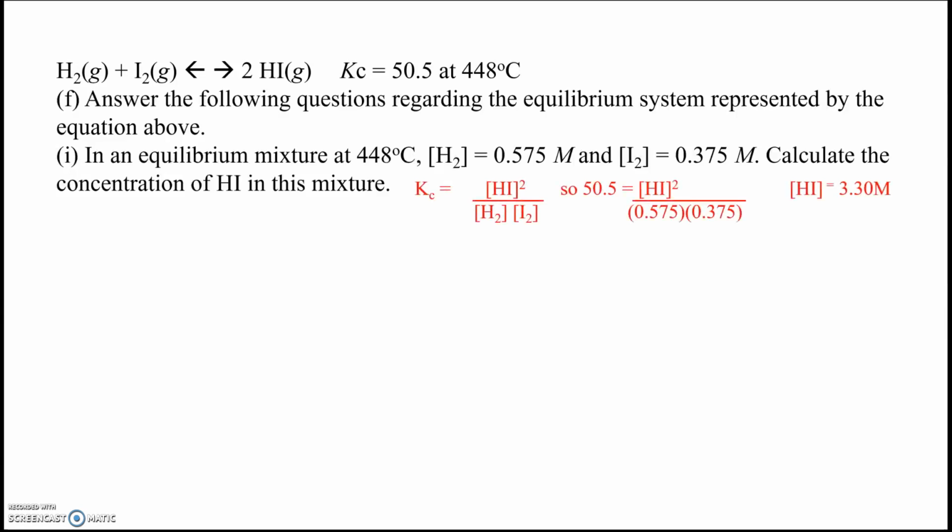All right, so we write our equilibrium expression. We say that Kc is equal to HI squared divided by the product of the concentrations of H2 times I2. And so we put in the numbers and just crunch the math and see what we get. And we get HI is equal to 3.30 molar. And we can use this expression because the problem tells us we are at equilibrium.